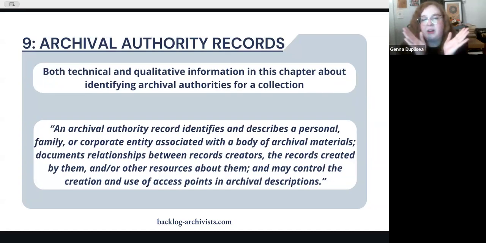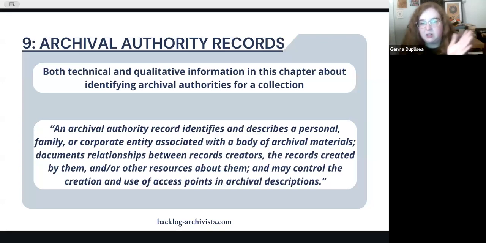So, what is an archival authority record? Fortunately, DACS defines it. An archival authority record identifies and describes a personal, family, or corporate entity. So think a person, or like the John Adams family, or a corporate entity like a business that's associated with a body of archival materials. The authority record documents relationships between the records creators, the records created by them, and/or the resources about them, and it may control the creation and use of access points in archival descriptions.